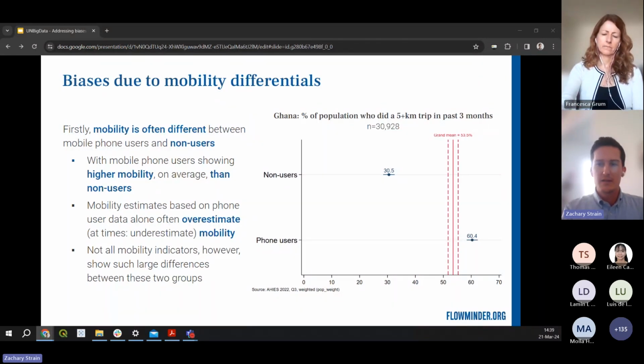Ghana has a pretty high share of phone users, so the grand mean for the total population is about 54%. What this can lead to is overestimating mobility if you're just using CDR data, and at times even underestimating it. Not all mobility indicators show such large mobility differentials, but this one is a good example of that.